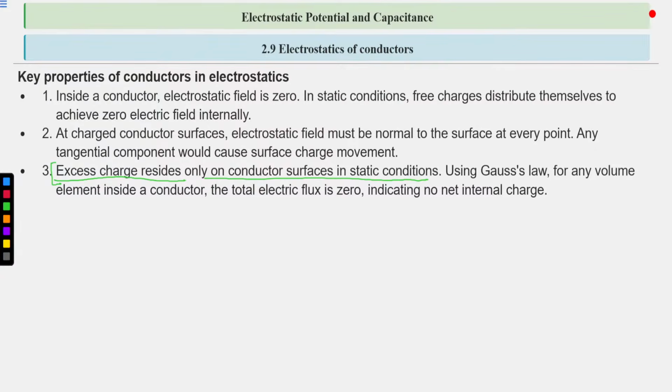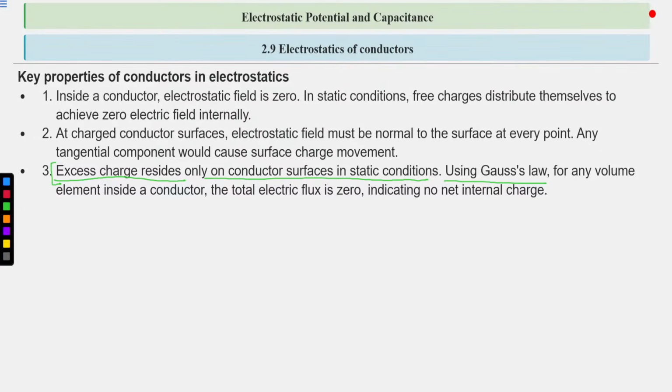Because according to Gauss law, firstly we know that the electrostatic field inside the conductor is zero. So there is no electrostatic field inside the conductor. So using Gauss law, what is Gauss law? Gauss law says the electric flux through any enclosed surface is equal to the charge enclosed by that surface upon epsilon naught.